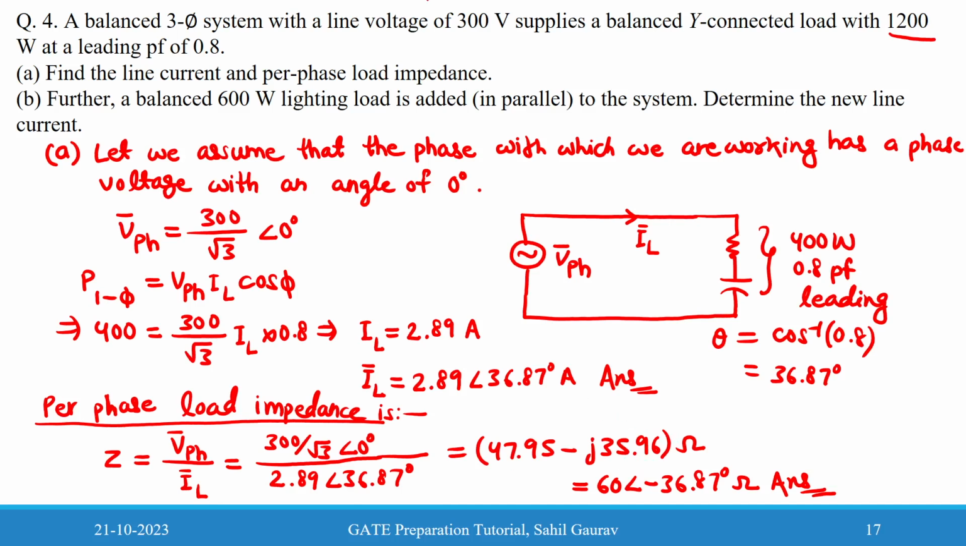And the second problem is that further a balanced 600-watt lighting load is added in parallel to the system. See here, 600-watt lighting load. This is also given in three phase, so the per phase power will be 200 watt added to the system. Determine the new line current.